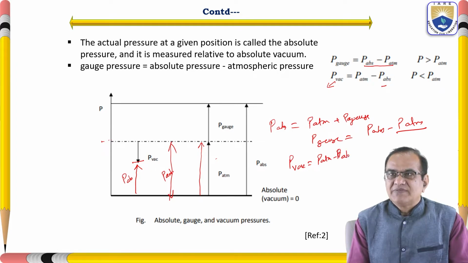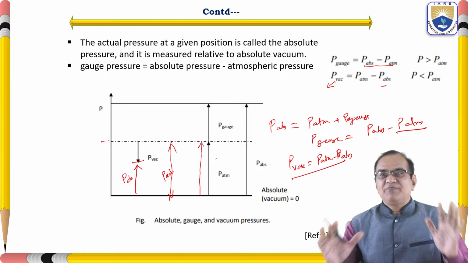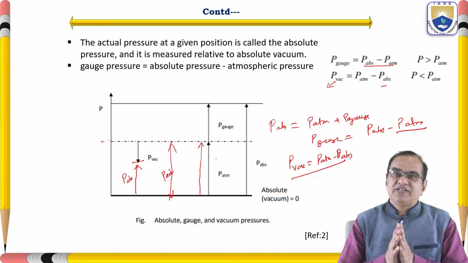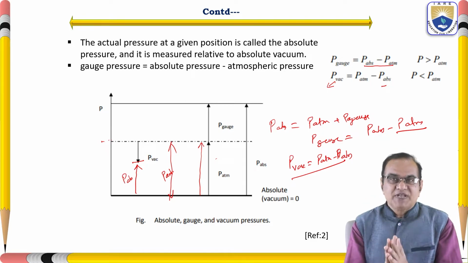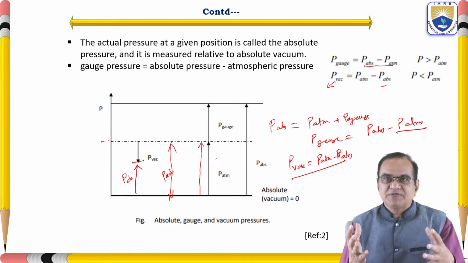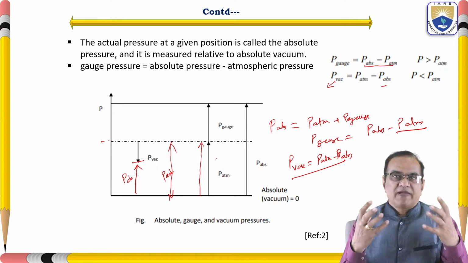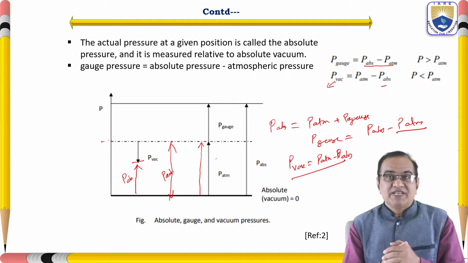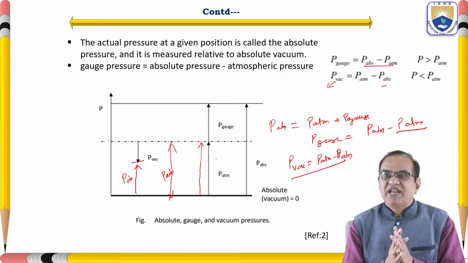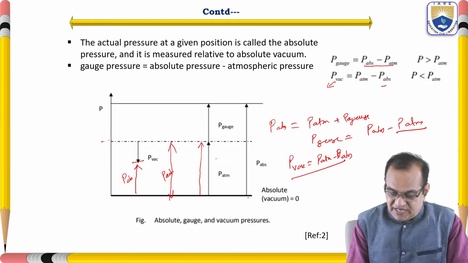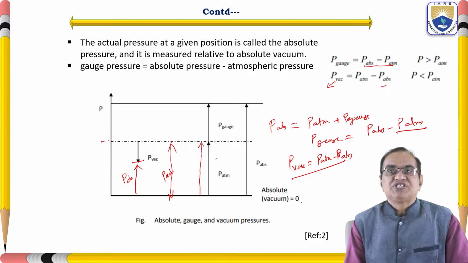This is very, very important for each and every student, because you must know which pressure is given: gauge pressure, atmospheric pressure, or absolute pressure or vacuum pressure. There are four types of pressure which exist, and for the absolute condition here, vacuum is 0. There is no vacuum at all.